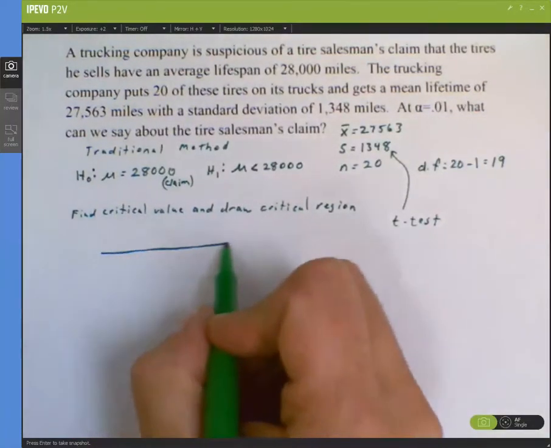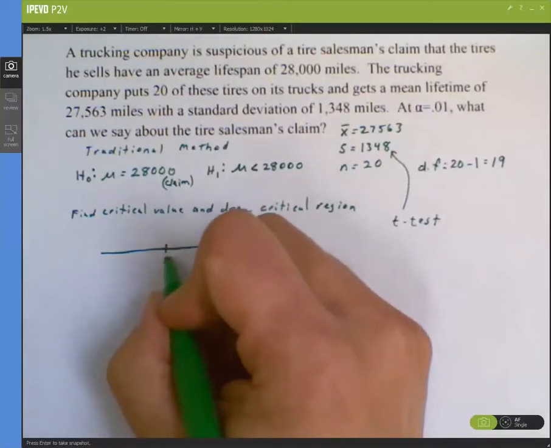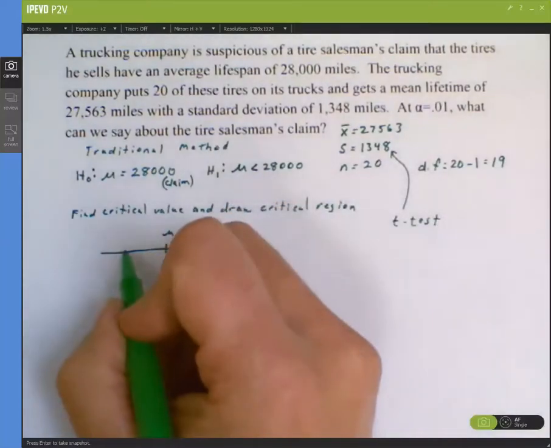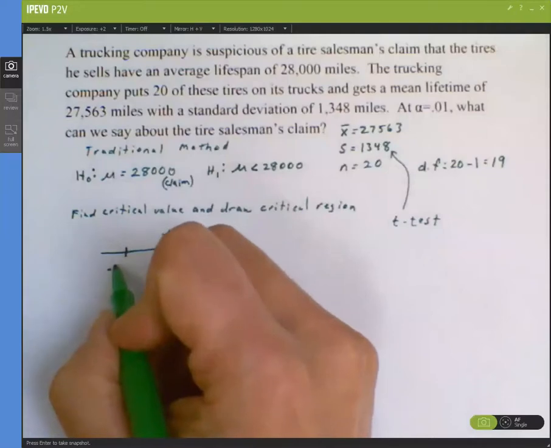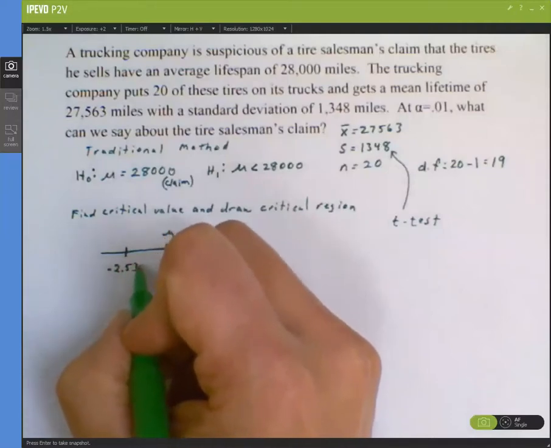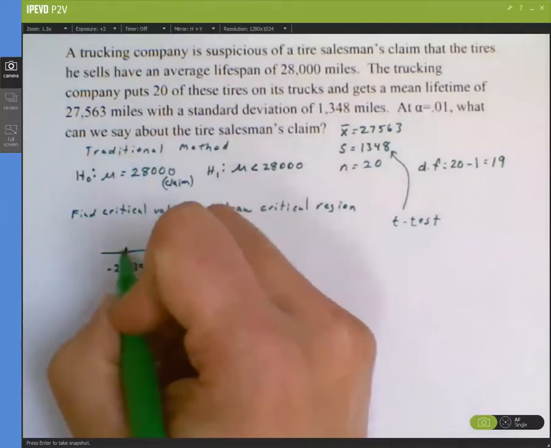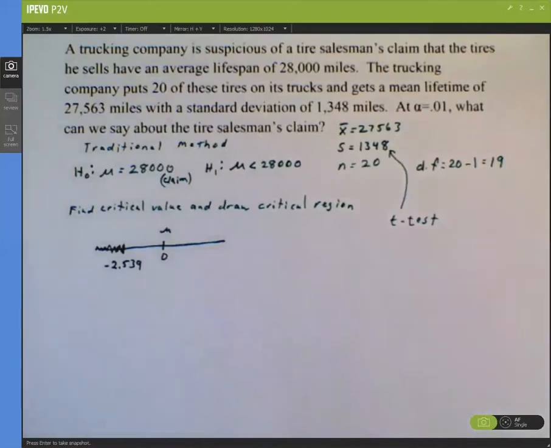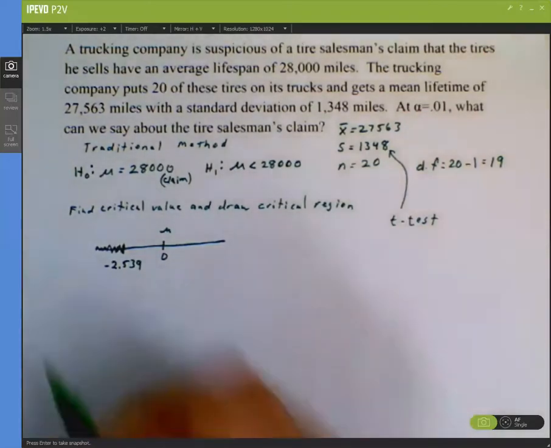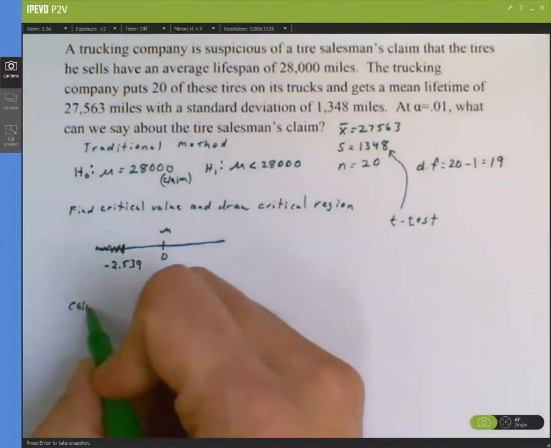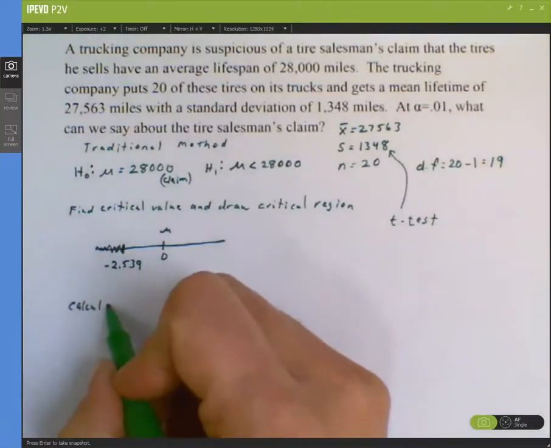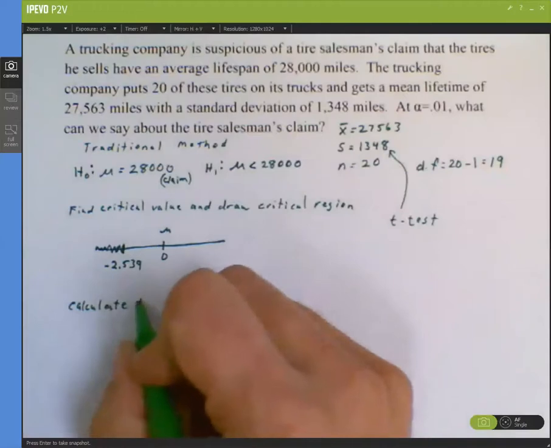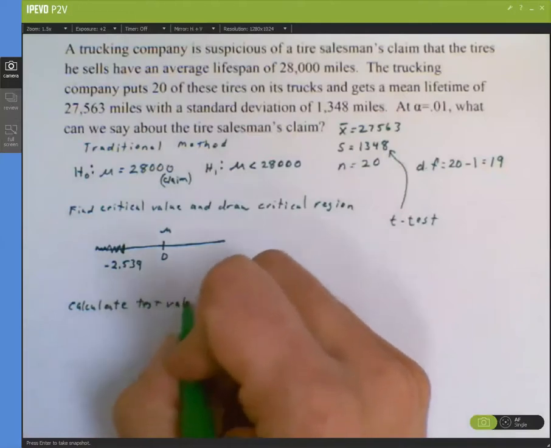Okay. So when we draw this out, we know this is left tail, so it's negative 2.539 for that critical value. So this is our critical region right there. All right, once we have that, the next step is to calculate our test value or our test statistic.